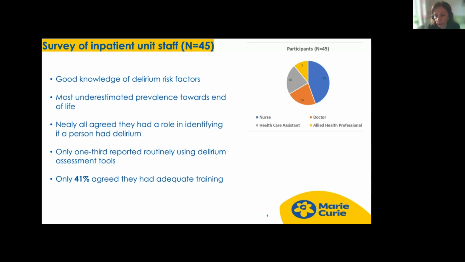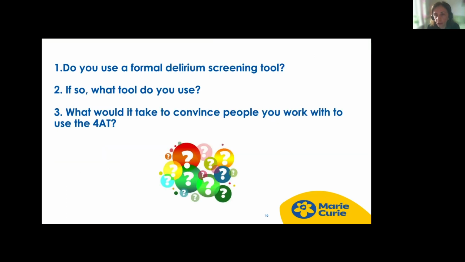Taken together, the findings from the audit and survey suggest further upskilling and education would be welcome and might further improve delirium assessment and management. So now I'll hand over to Hilary to talk about elements of our intervention.